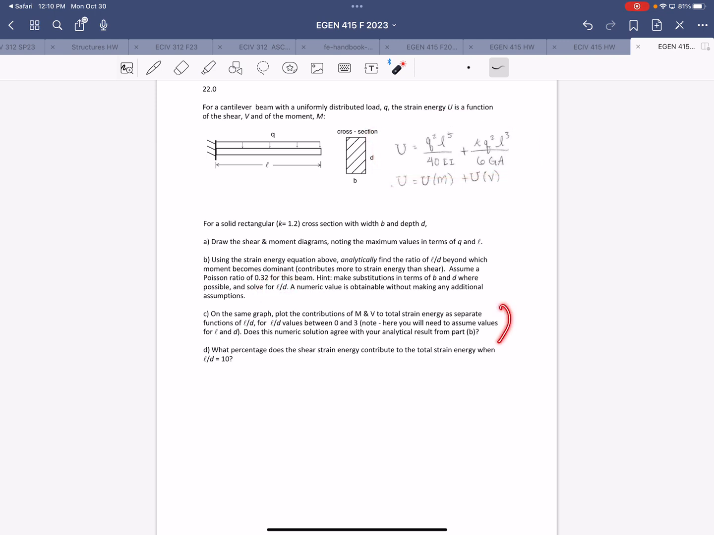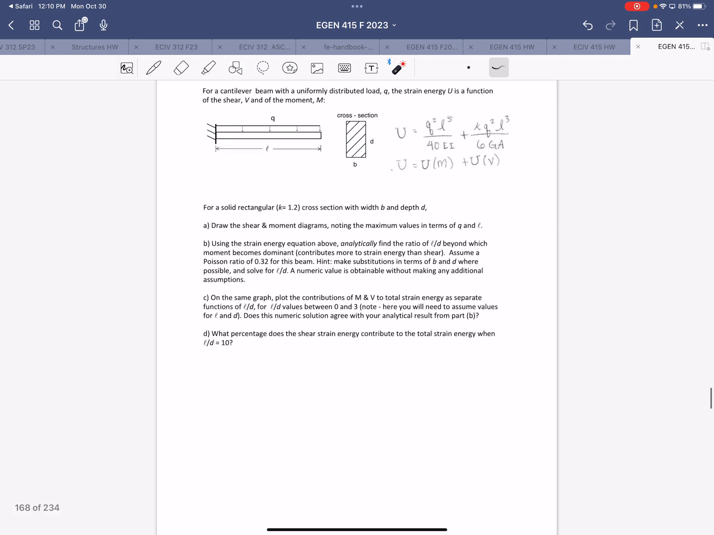And then in part C, you're going to do a numeric comparison, looking specifically to plot values that represent the moment and the shear contribution. There are a couple ways you could go about doing that, and I would accept multiple approaches as long as they're valid. I've seen different folks take different approaches in the past.